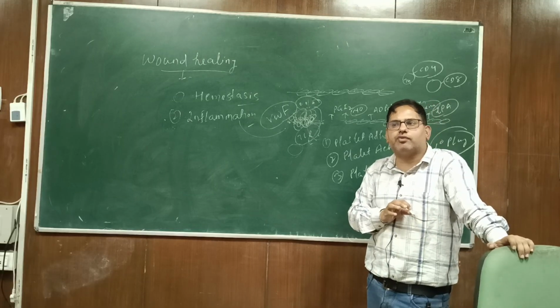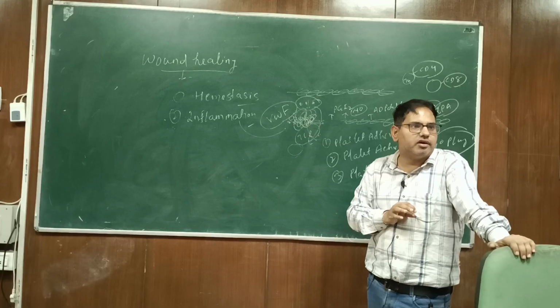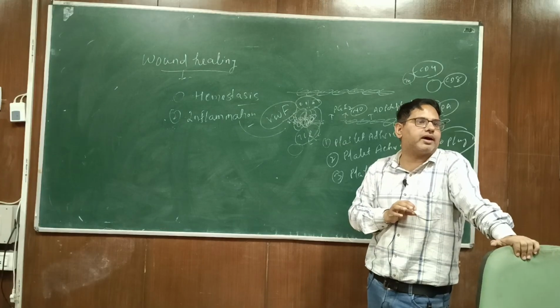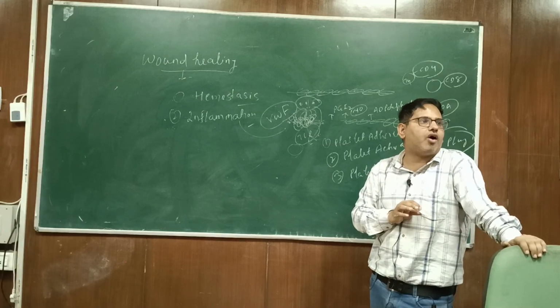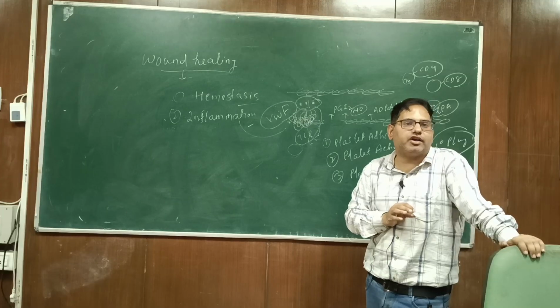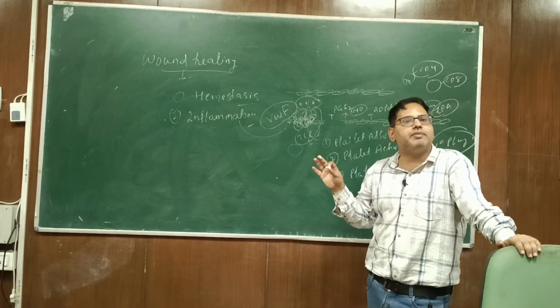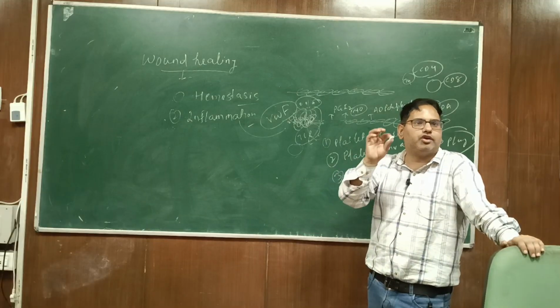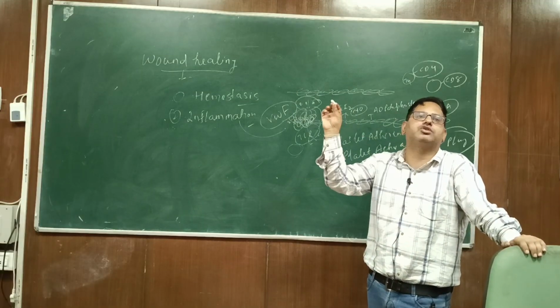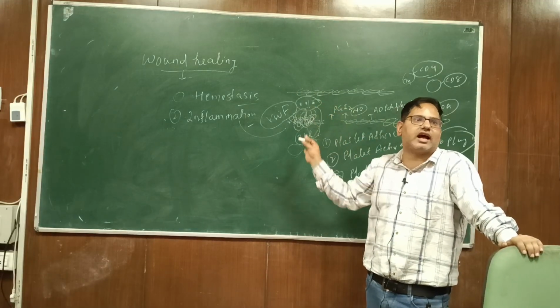Can you name a few of the cytokines? Interleukin, TNF alpha, tumor necrosis factor, or PGI2, prostaglandins, leukotrienes. So these all are the mediators of inflammation. In your syllabus, it is written about mediators of inflammation. So in that case, you can write all.